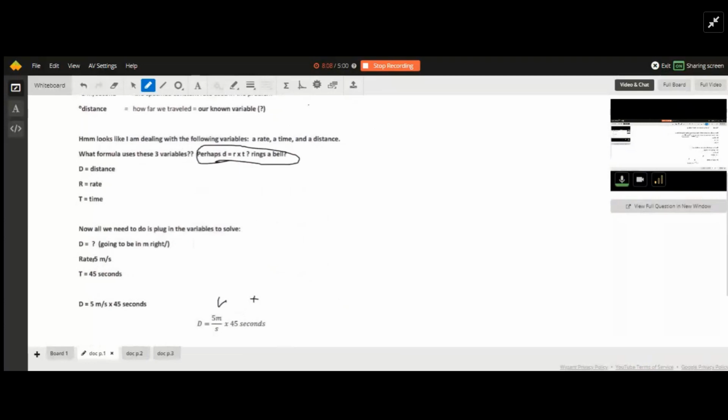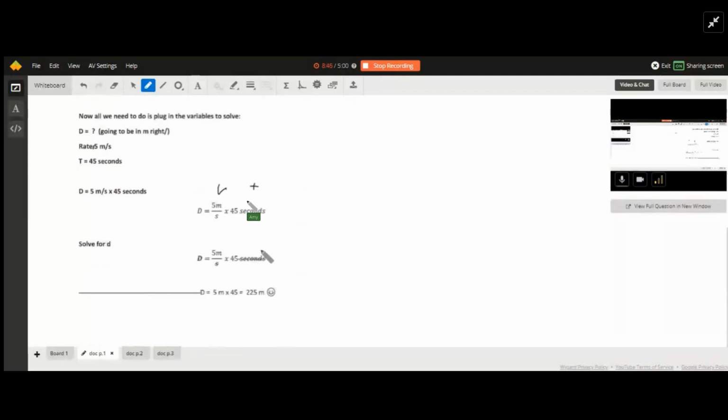Now, the next thing we need to do, which will play a role in future problems, is make sure that our units are all the same. We can't have seconds and minutes; we would have to convert seconds to minutes or minutes to seconds, and vice versa. But it looks like we're okay here. We have meters per second and seconds, so that works out just fine. So our answer is going to be in meters. Let's go set that up.